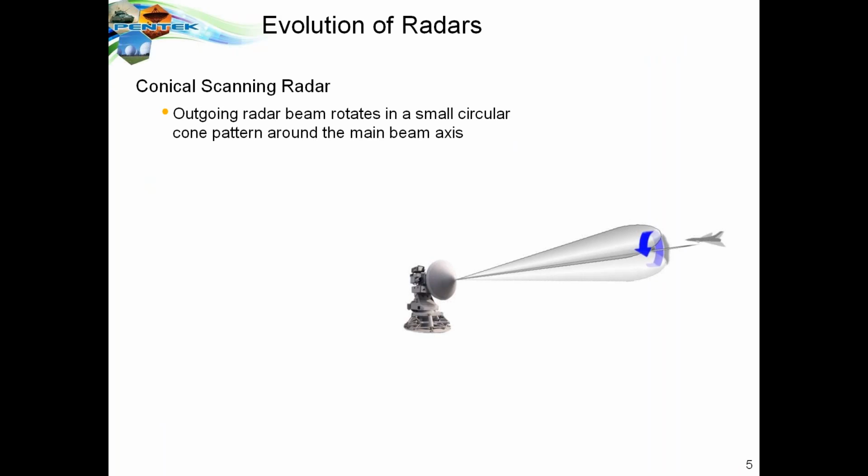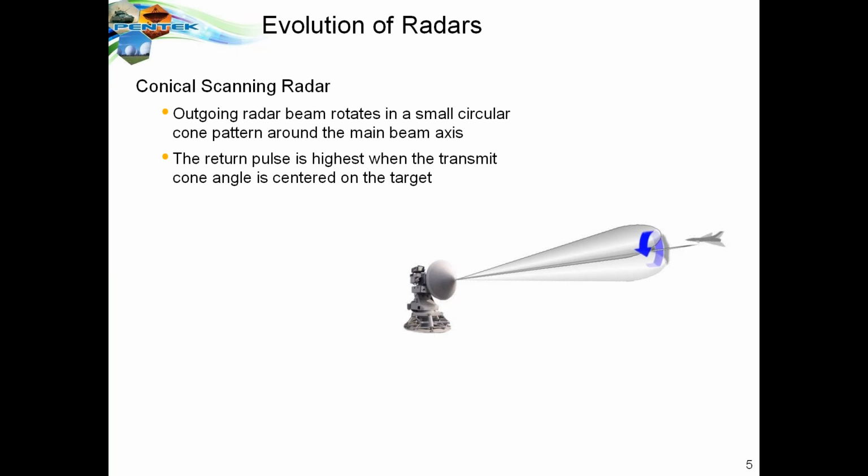Radars are always evolving. In the next example, we have a conical scanning radar. Here, an outgoing radar beam rotates in a small circular conical pattern around the main beam axis, instead of just a single beam as we had in the previous radar.